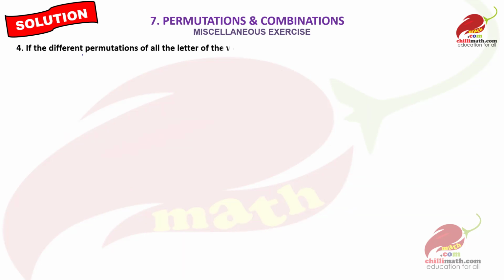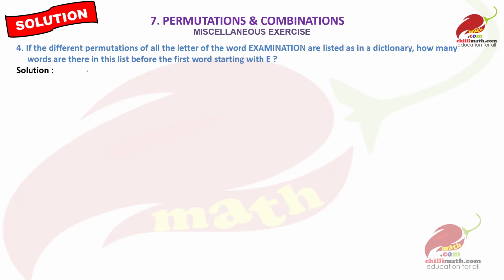Fourth question is, if the different permutations of all the letters of the word examination are listed as in a dictionary, how many words are there in this list before the first word starting with E? So as we can see, before E there is a letter A which is there in the English alphabet and also in the dictionary. So we'll find all the words which are starting with letter A.